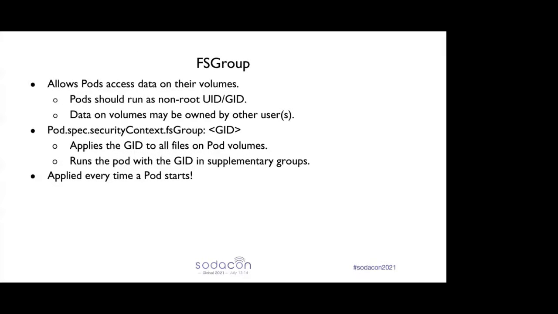Next, I'm going to talk about FSGroup. FSGroup is a way for Kubernetes to allow pods to access data on their volumes. If a new volume is provisioned for a pod, by default, only the root user can write to the volume. However, we would like pods to run as unprivileged users. FSGroup is an optional group ID in the pod security context. Kubernetes will run the pod with that FSGroup ID and change ownership of all the files on the pod volumes to be owned and writable by the group before starting the pod, so that the pod can write on the volumes.